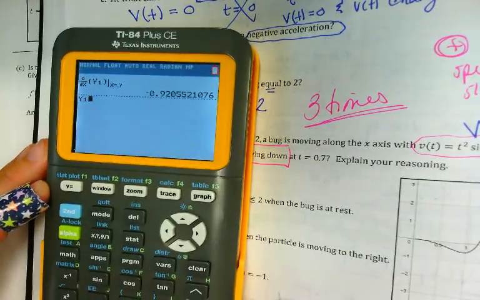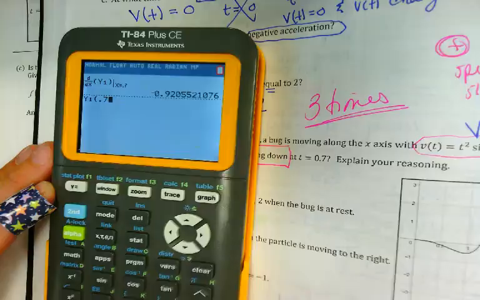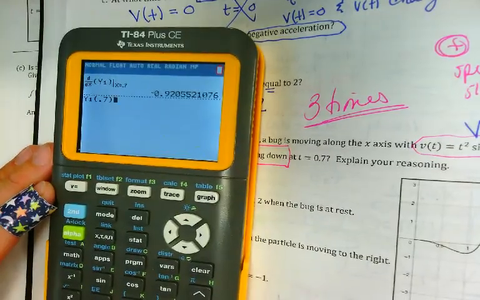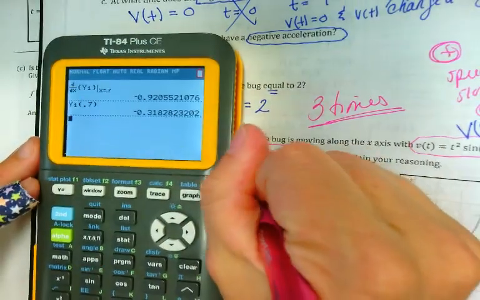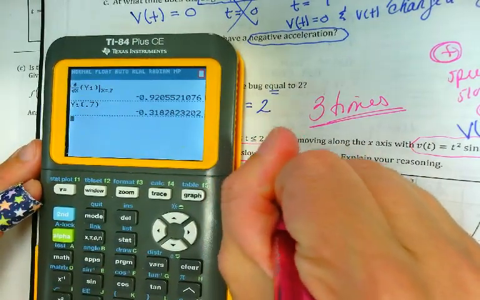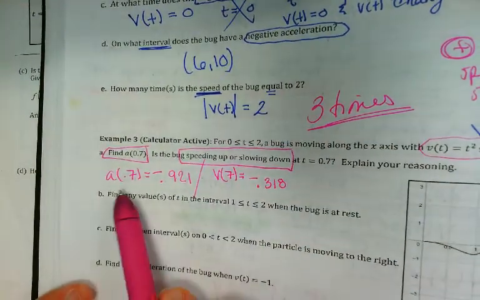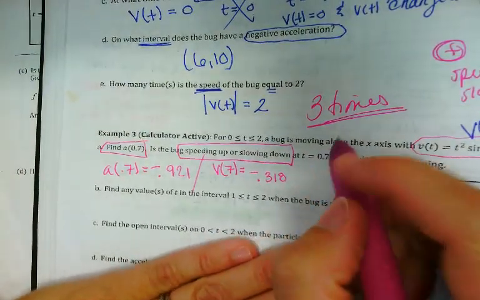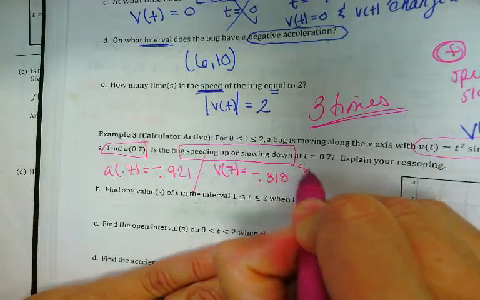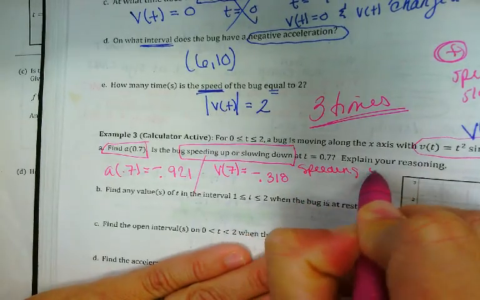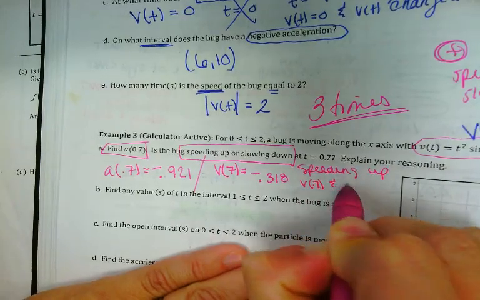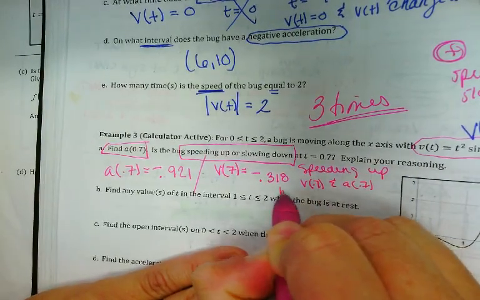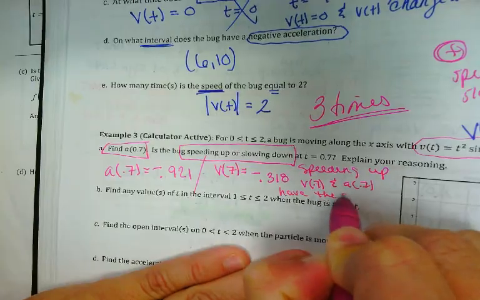And we're going to say of 0.7. So of 0.7. And it will do it for you. Just don't hit times 0.7. Make sure it's of 0.7. I've got negative 0.318. So now that I have the velocity and the acceleration, what can I say about my speeding up or slowing down? Speeding up. Now make sure you include the numbers. V of 0.7 and A of 0.7 have the same sign.